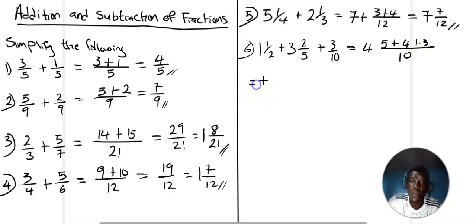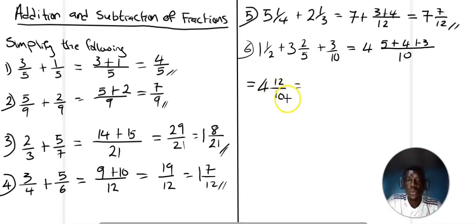Let's bring it down here. 4 whole number. 5 plus 4 is 9. 9 plus 3 will give you 12. So 4 whole number, 12 over 10. Okay, now 12 over 10 is an improper fraction. So what we have to do now is to convert this improper fraction to a mixed fraction.